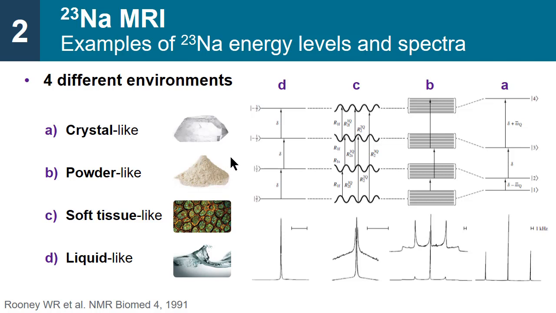And depending on the environment of the sodium ions, you can have different kinds of spectra. So if you're in a solid environment, for one spin, you can have 3 transitions, or 3 peaks, but this is pretty rare in the body. In a powder, you can have some kind of distribution of peaks.